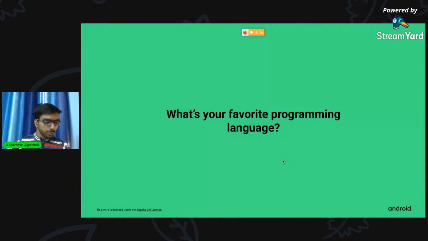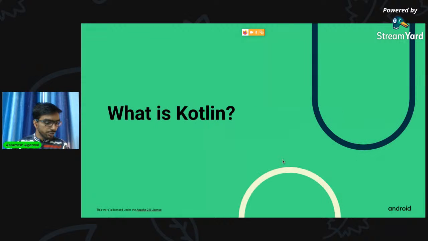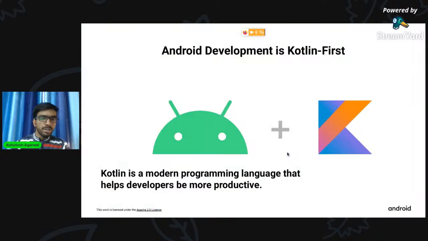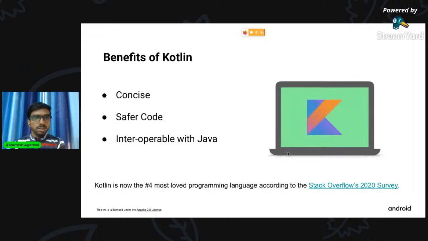Okay. So in this program, we are using the Kotlin programming language, which is the official programming language by Google for developing Android applications. Kotlin is a modern programming language which helps developers be more productive. It became the official programming language for Android development by Google in 2017.